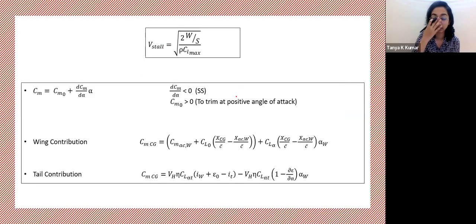I'll just summarize that here. So the V stall, this is the formula. There is no VH here. You don't see any VH. So changing VH will not change V stall or alpha stall, and will not change CL max. It will not affect that at all.